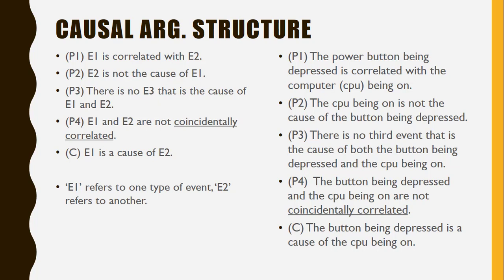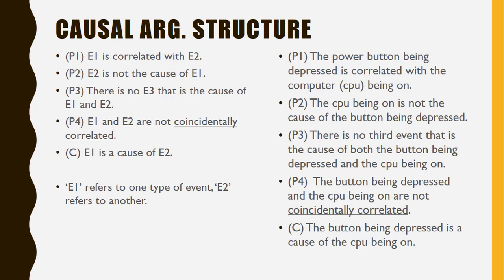Third premise, which again matches the third premise in the first column: there is no third event that is the cause of both the button being depressed and the CPU being on. This is trying to eliminate a third causal claim that really might be the underlying reason why the first event and the second event are correlated. And if this was the case, then it wouldn't be true that, in our conclusion, the button being depressed is a cause of the CPU being on. Or at least we would not be justified in believing that conclusion as of yet.